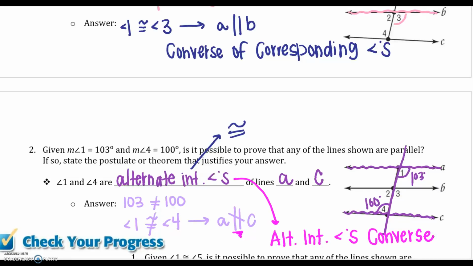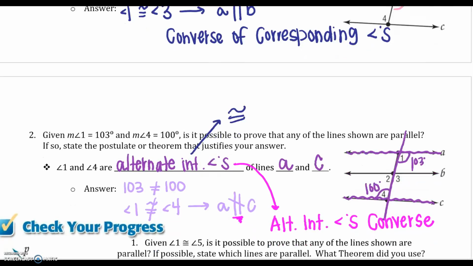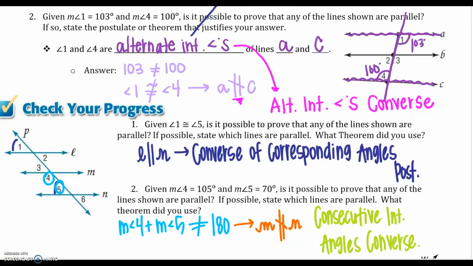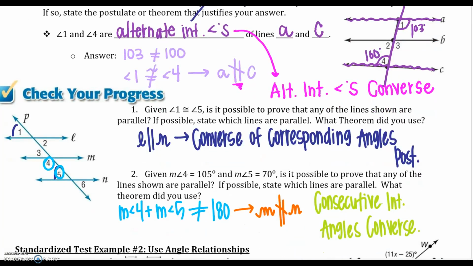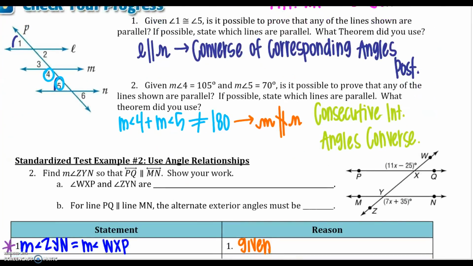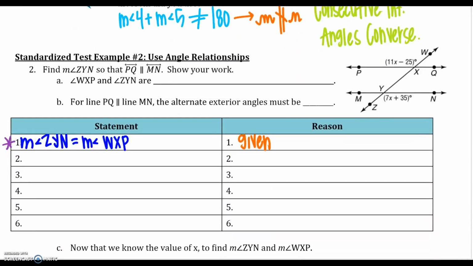All right, if you will stop this video and try your next 2 checkpoints, and then you can start the video up again and check your answers. Here are your 2 answers. All right, let's look at our next example.